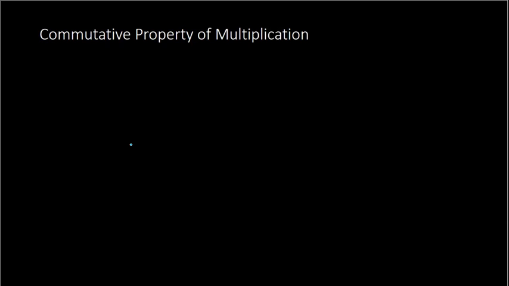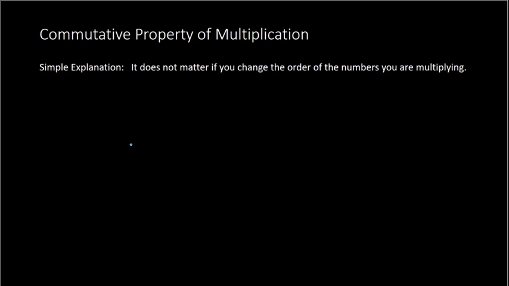So for multiplication, we would say that it does not matter in which order the numbers are being multiplied. So in math notation, if we just use letters to represent numbers, we can say A times B equals B times A. Doesn't matter if A comes first or B comes first. Using actual numbers, we can say that 4 times 5 equals 5 times 4. It does not matter how we move the numbers around with multiplication. We still get the same solution.